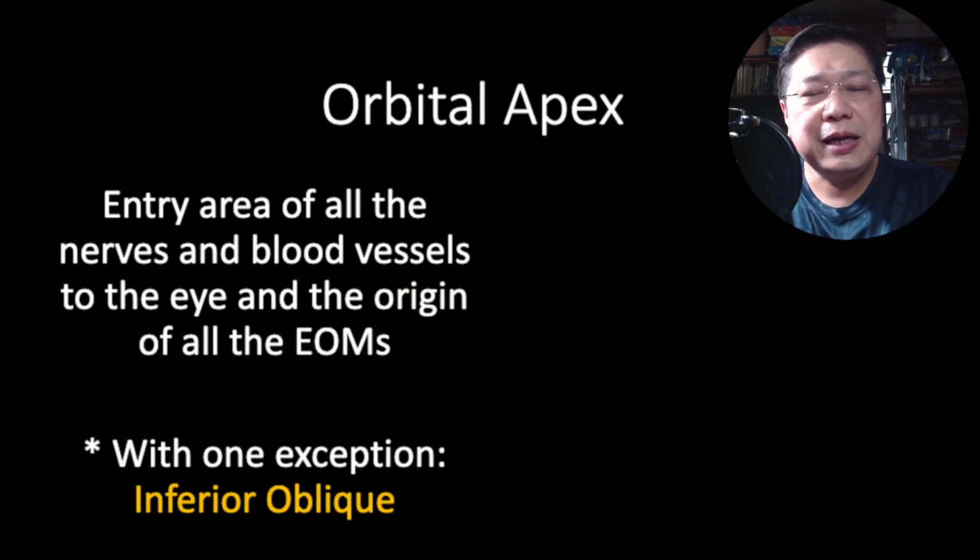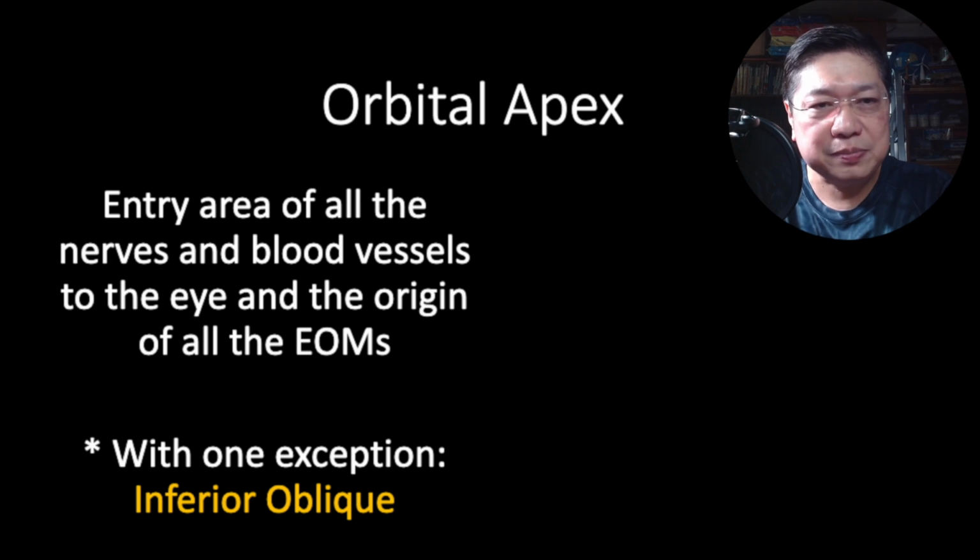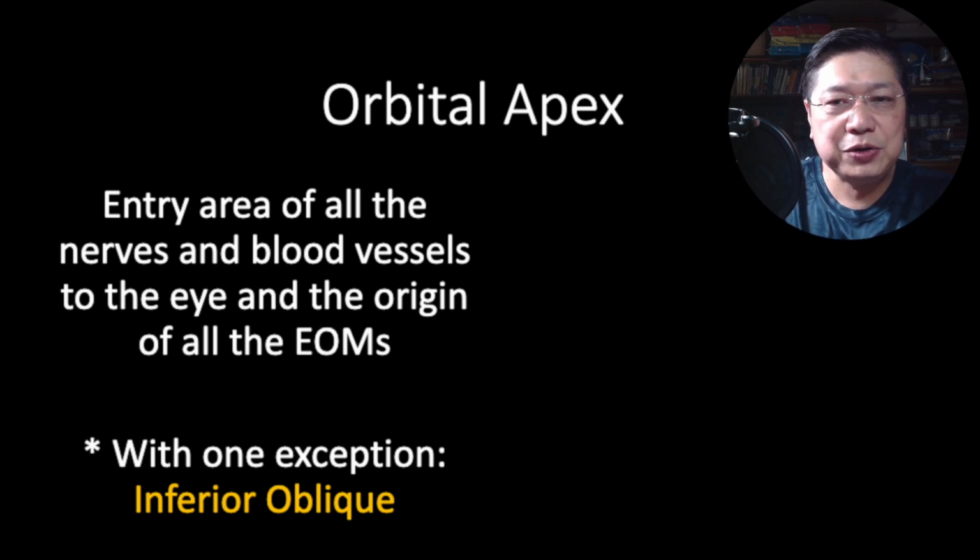Now, the orbital apex is the part of the orbit that's at the very, very back of the orbit. Remember, it's shaped like a pear. That is where the stem is coming from. It's a very important part because that is the entry area of all the nerves and blood vessels of the eye, and the origin of all the EOMs, with one exception. There's only one exception. This is the only EOM that doesn't originate from the orbital apex, the inferior oblique.